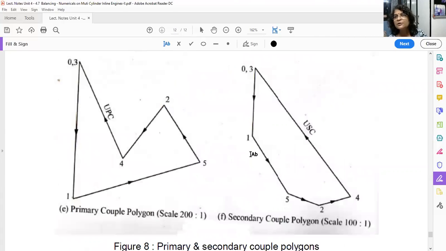Okay. So this is where is this one? 0 to 1 we had drawn, 1 to 5 we had drawn, then 5 to 2 we had drawn, and then 2 to 4. This is also positive. Okay, and now you are here. So initial point is O, final point is 4. So join 4O, that will give you unbalanced secondary couple.